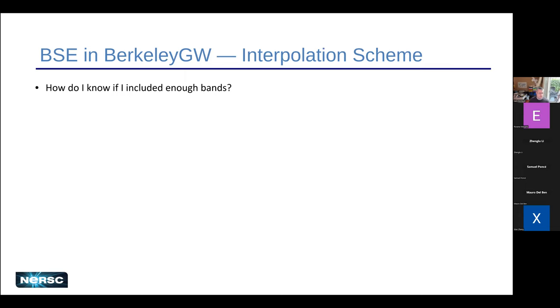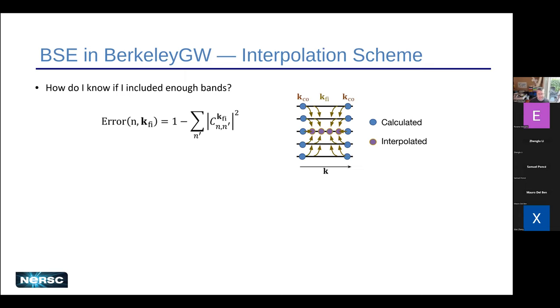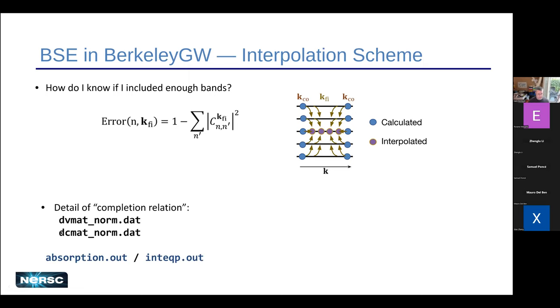So one of the questions that comes up as you're doing a Bethe-Salpeter calculation is how do you know if you have enough bands? And one of the ways that we can do that is by calculating the norm of the interpolated wave functions on the fine grid. So remember, you're constructing the fine grid wave functions as a sum over bands on the coarse grid. And what you'd like to see is that this is close to one, so that you're encapsulating all the qualities of the wave functions on that fine grid. And you can actually see these norms reported in two important files that are output from the Bethe-Salpeter code, DVMAT and DCMAT.